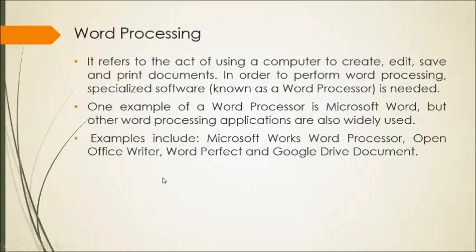So let us first define what is word processing. It refers to the act of using a computer to create, edit, save, and print documents. In order to perform word processing, specialized software known as a word processor is needed. One example of a word processor is Microsoft Word, but other word processing applications are also widely used. Examples include Microsoft Word, OpenOffice Writer, WordPerfect, and Google Drive Document.